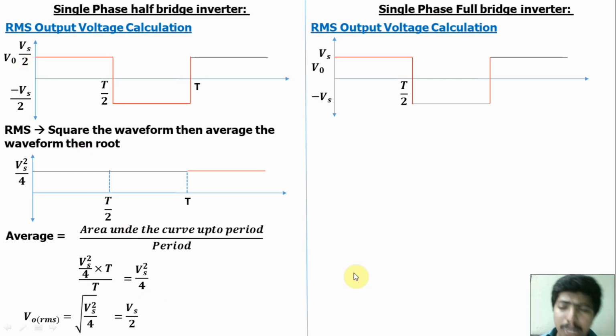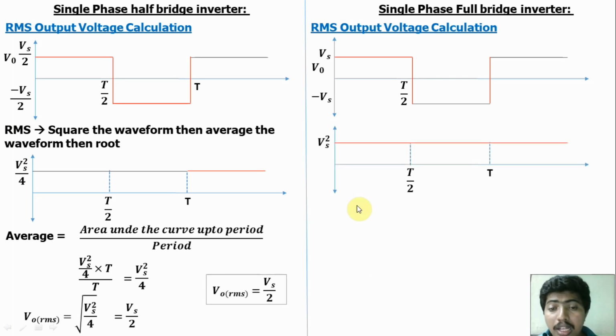Same concept for the full bridge inverter. First square the waveform, then take the average of the squared waveform. Finally, we have to take the root. Squaring the waveform, we get Vs square. From 0 to T by 2, the value is Vs. If we square that value, we get Vs square. From T by 2 to T, the value is minus Vs. If we square, we will get Vs square. This is the squared waveform.